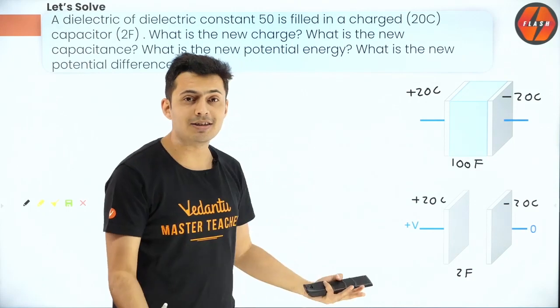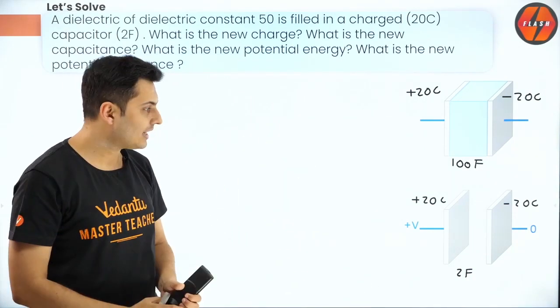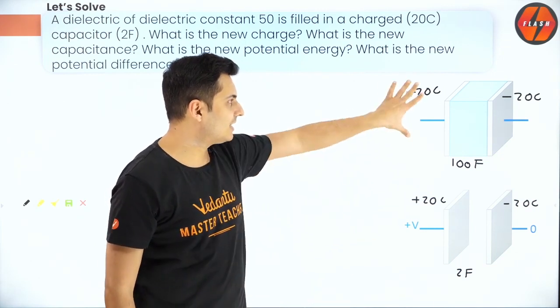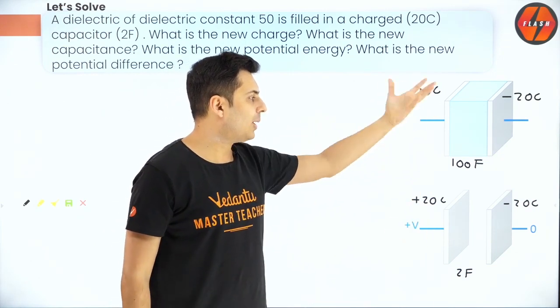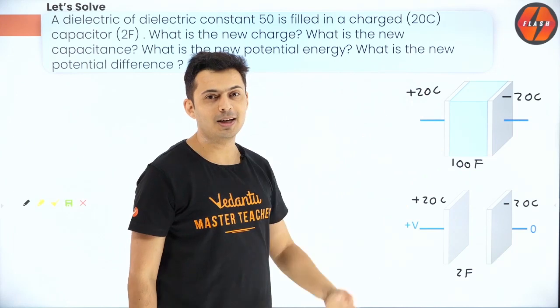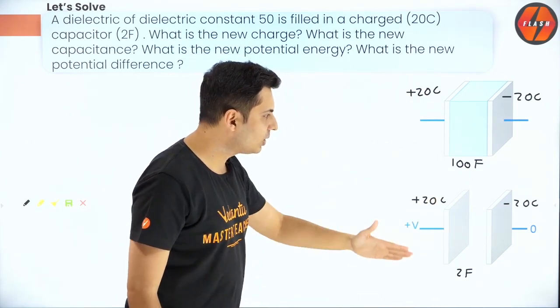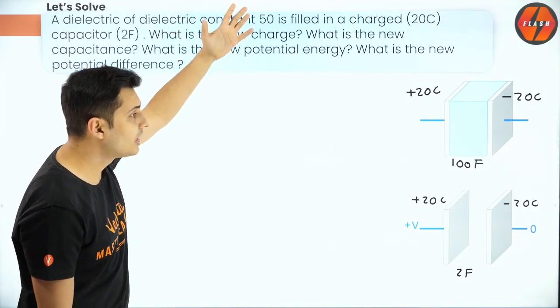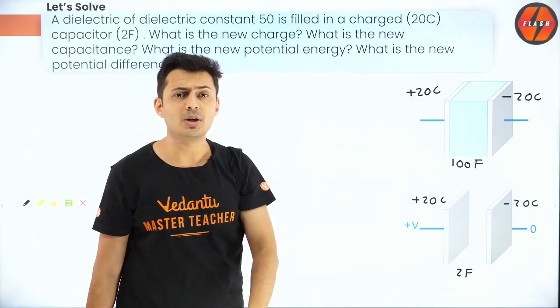So what will change? The voltage will change. Correct. C into V should remain constant, because the charge should remain constant. So the capacitance changes, the voltage will go down. In fact, the voltage will come down 50 times because capacitance has increased 50 times. I hope this is something which you are understanding.